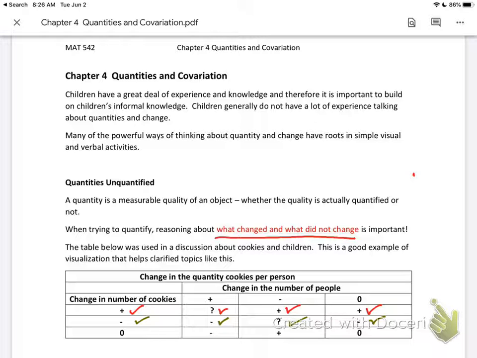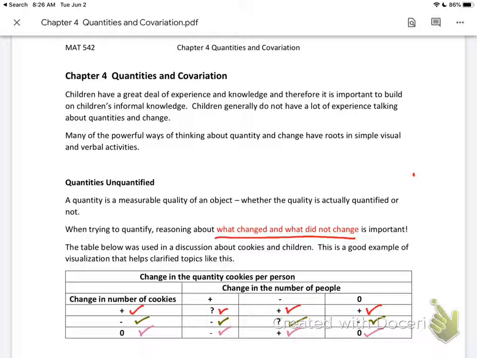Okay, let's go down to the last row. What if there is no change in the number of cookies? If there's no change in the number of cookies, but there's an increase in the number of people, that's going to be a decrease in how many cookies each person gets. No change in cookies and a decrease in people, that's a positive change in the amount of cookies per person. And if neither thing changes, so the number of cookies doesn't change and the number of people doesn't change, then there's no change. So this table is a great way to quantify.